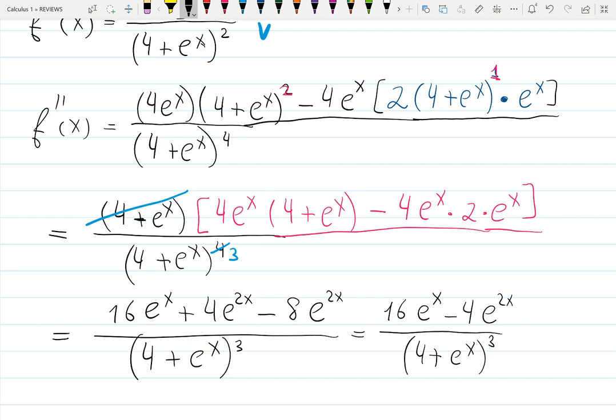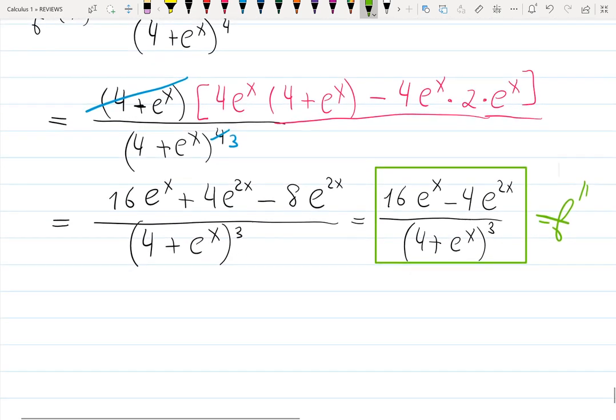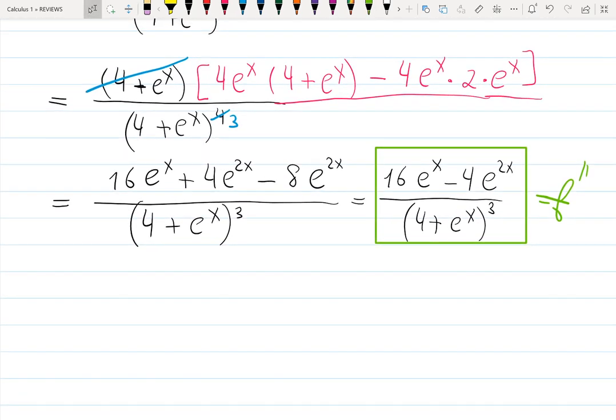And finally, this is my second derivative, and this is what I'm going to put in the box. Crazy. f prime prime. Okay, not too bad. Still, the idea is the same. The denominator cannot be 0 because we're adding 4 plus an always positive exponential function and cubing it. But the numerator can have zeros.